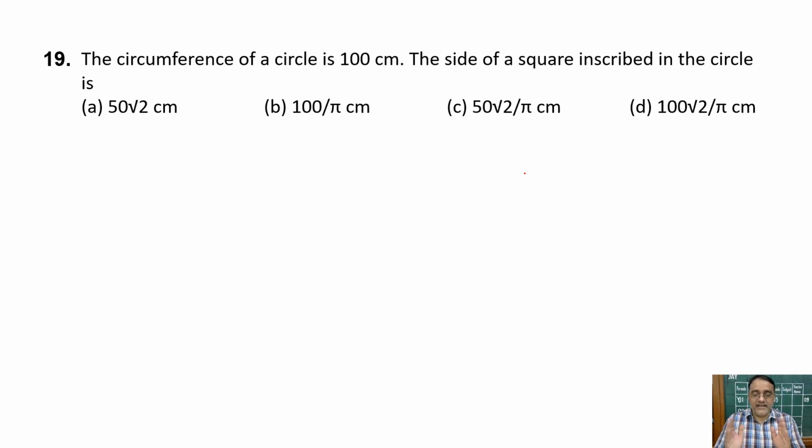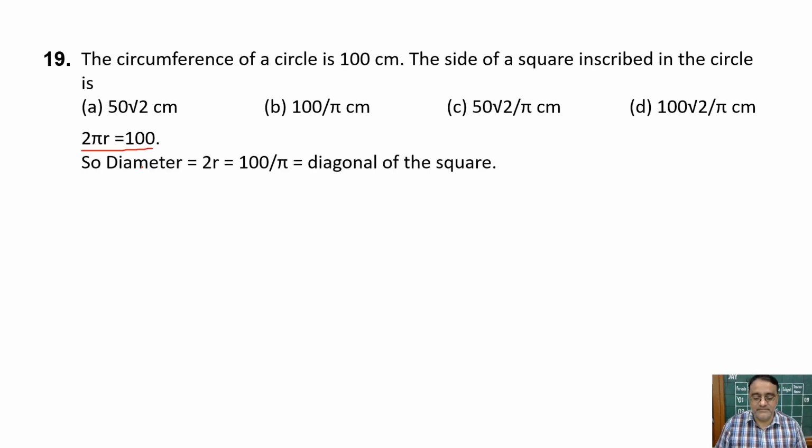Okay. So diagonal जो है, just now we did this type of question. Diagonal of square will be equals to diameter, right? So first of all, 2 pi r is equals to 100. It is given, right? And the diameter will be equals to 2r. That is nothing but 100 upon pi, and that is equals to diagonal of the square. And we know that the formula of diagonal of square is a root 2. That is side root 2. This is clear? Yes, sir. So side will be 100 upon pi root 2.